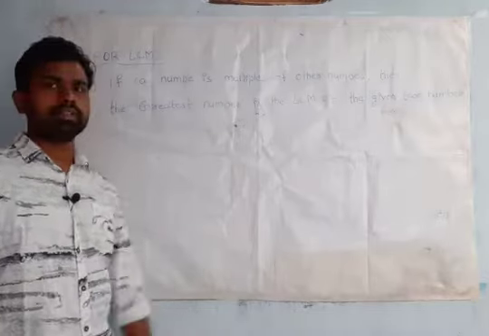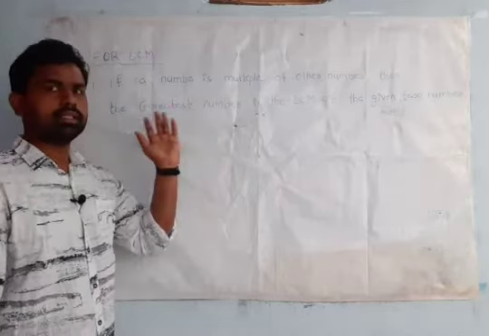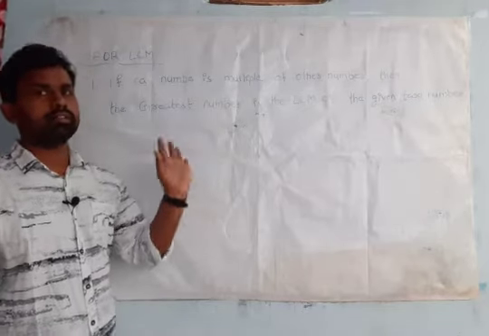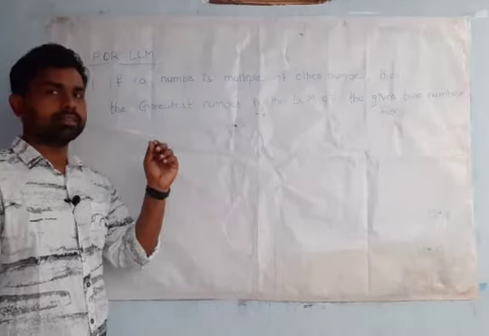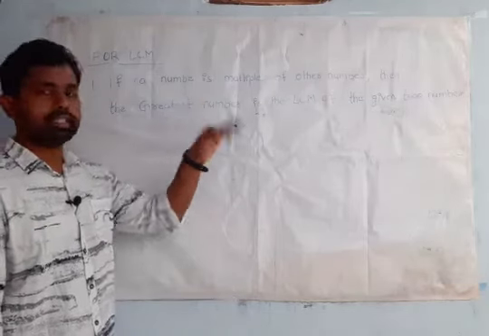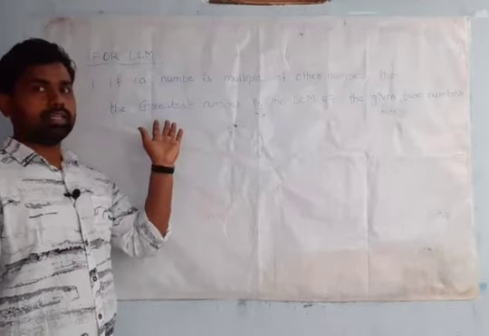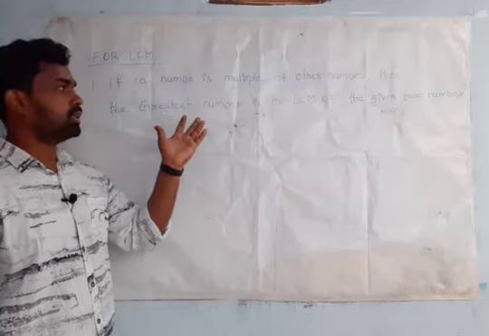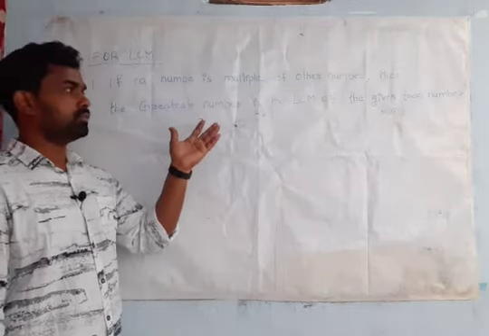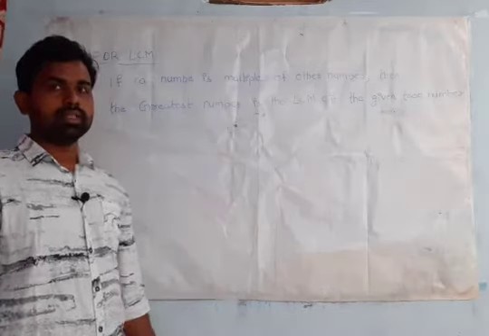HCF means there we talked about factors. If a number is a factor of another number, then the smallest number is the HCF of the given numbers. Here LCM, M means multiples. We have to talk about multiples now. If a number is a multiple of other number, then the greatest number is the LCM of the given two numbers. Understood? Don't confuse.